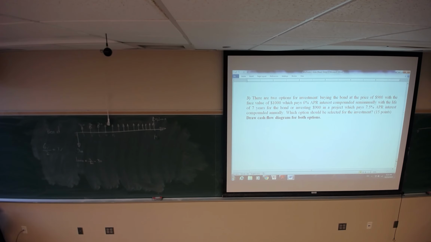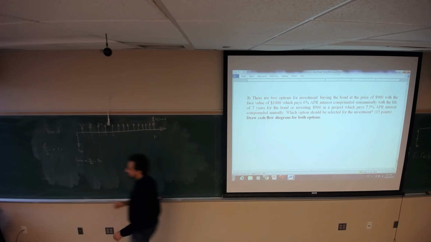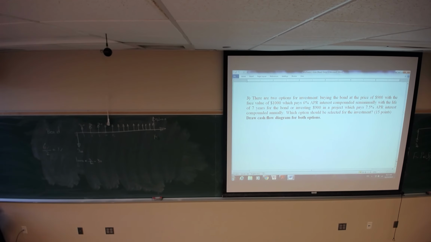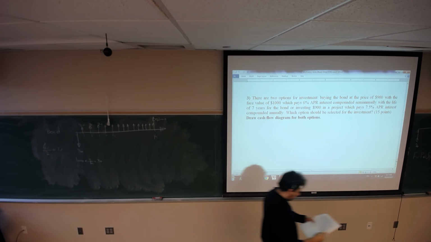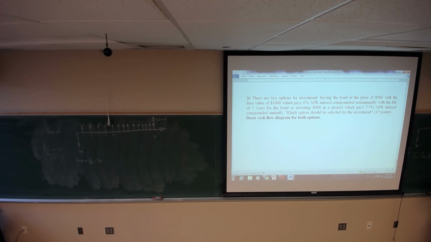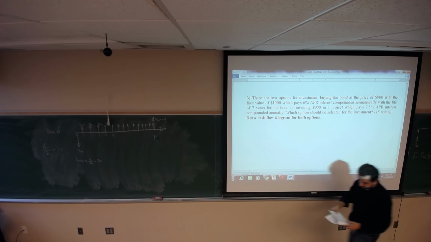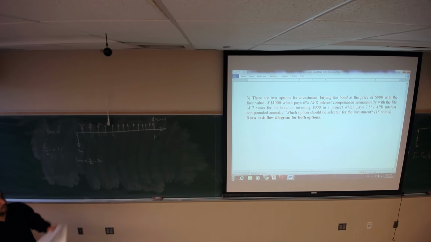For the second one, which is the project, you invested $900. After 7 years, you get paid a future value equal to present value times F over P. Interest rate is 7.5% for 7 years, because it's compounded yearly. So I can use 7. So looking at it, it is 1292. And this is the cash flow diagram for the project.